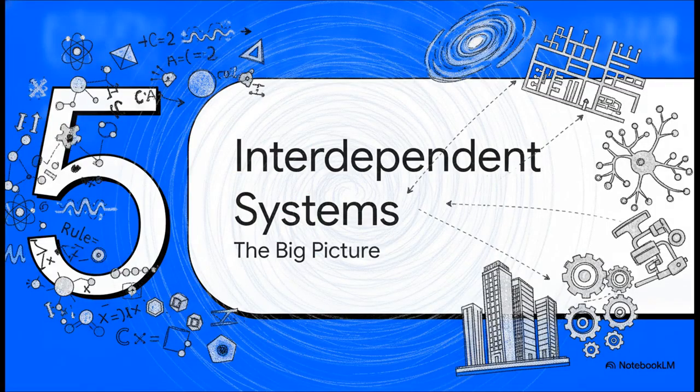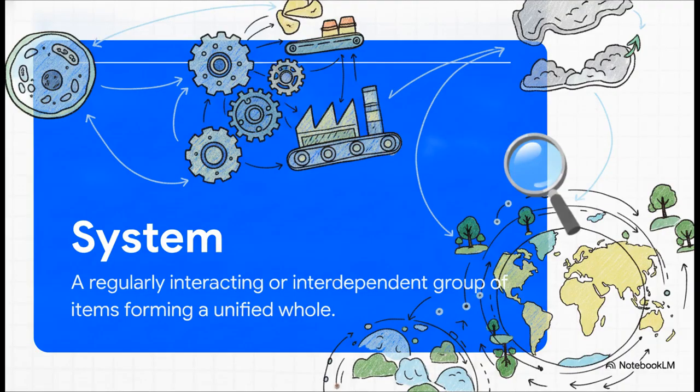Section 5, Understanding Interdependent Systems, the Big Picture. Finally, we have arrived at our last stop. We're zooming out to the ultimate macro level to see how all these scientific building blocks combine to form the complex world around us. To do that, we need to define what a system actually is. According to our sources, a system is a regularly interacting or interdependent group of items forming a unified whole. That means whether we are talking about a single biological cell, a rigorous food safety protocol at a huge manufacturing plant, or a massive global ecosystem, they all fit the exact same definition. They're simply made of individual parts working together.